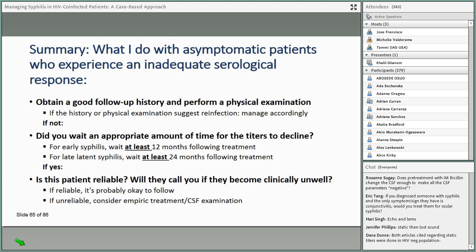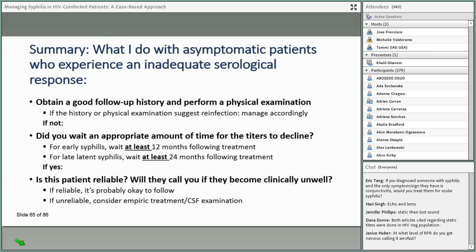You decide not to do a repeat CSF examination, great. But does additional antimicrobial therapy make a difference? Should you give him 3 doses of benzathine penicillin because his titers didn't come down? Again, we don't have great data, but the data that we have suggests that it doesn't make a difference. If the patient is asymptomatic and you wait longer and just follow them, their titers are just as likely to go down as patients who are treated with 3 doses of benzathine penicillin G.